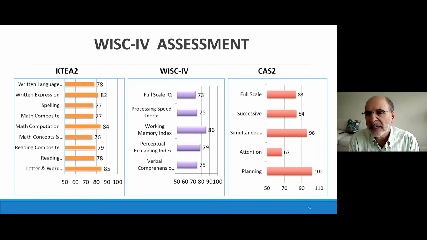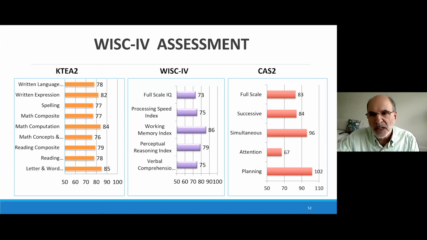So this young man has 102 in planning, a 96 in simultaneous, an 84, so that's not so good, in successive, but a horrible score of 67 on attention. Are you surprised now that he can't do so many things? No, but now we know it's wrong. This is inattentive type of ADHD, by the way. We have research on this.